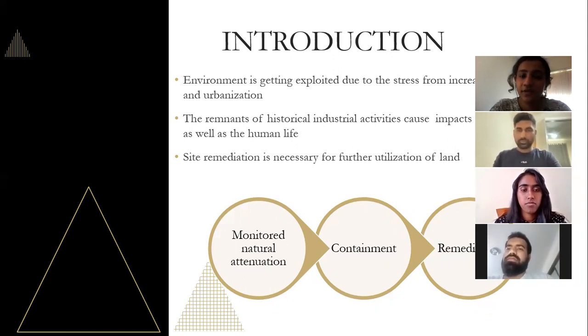Here comes the importance of site remediation. It is the process of implementing strategies to clean up the environment by removing hazardous contamination disposed on the land. Remediation strategies can be divided into three. First one is monitored natural attenuation. The contaminated land will get remediated naturally with the help of indigenous microorganisms. Second one is containment. Here, the pollutants are immobilized to reduce the spread of contaminants. The third one is remediation. It includes the complete destruction of chemicals.